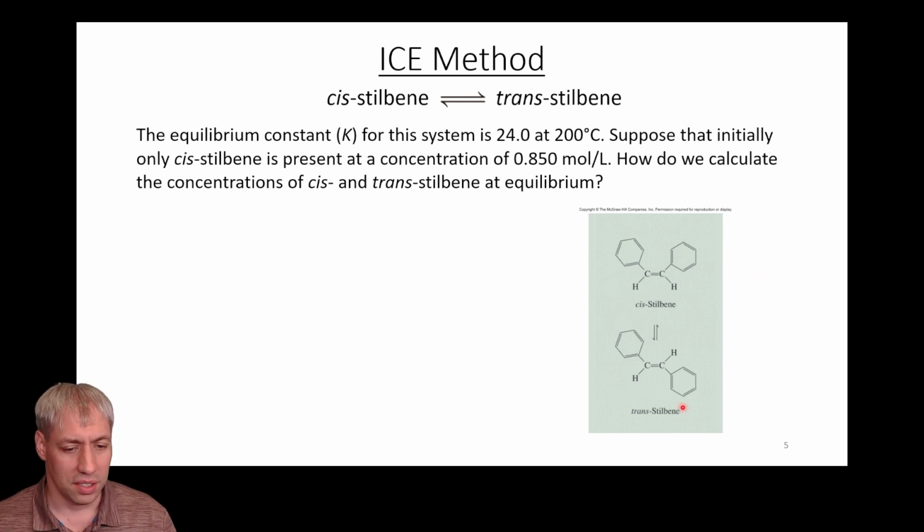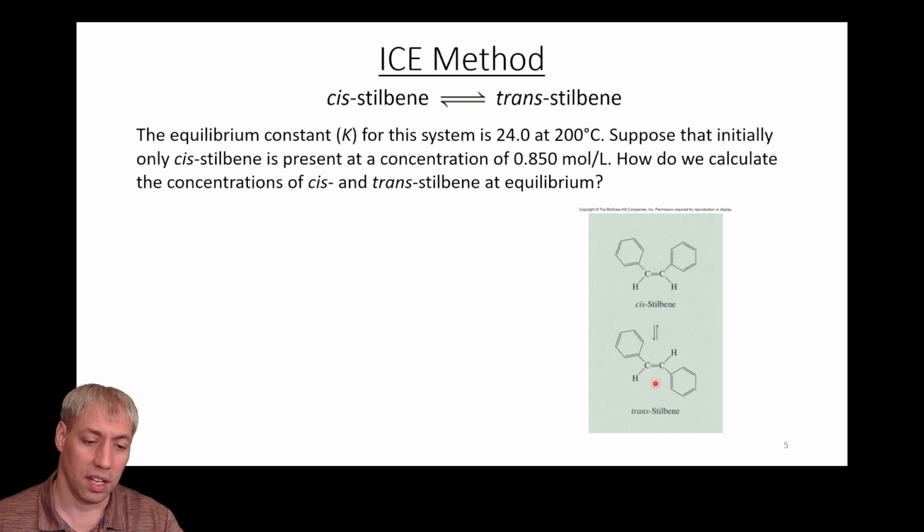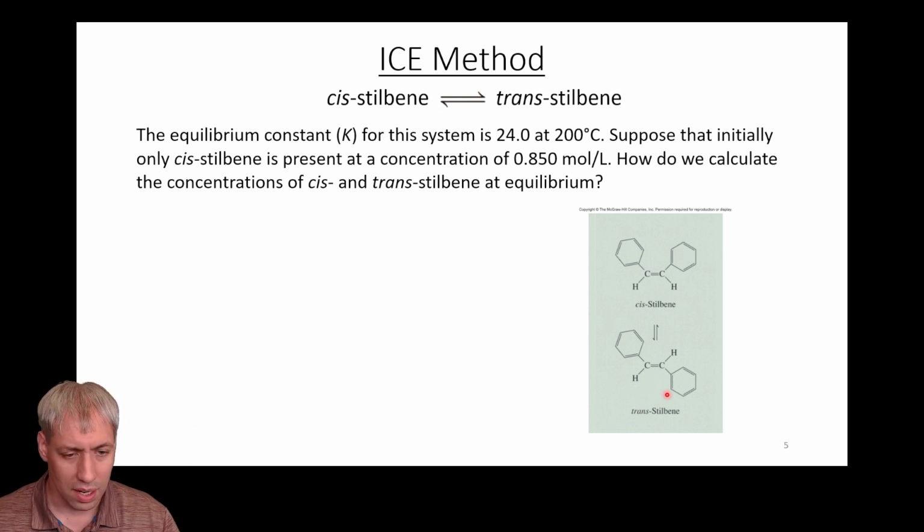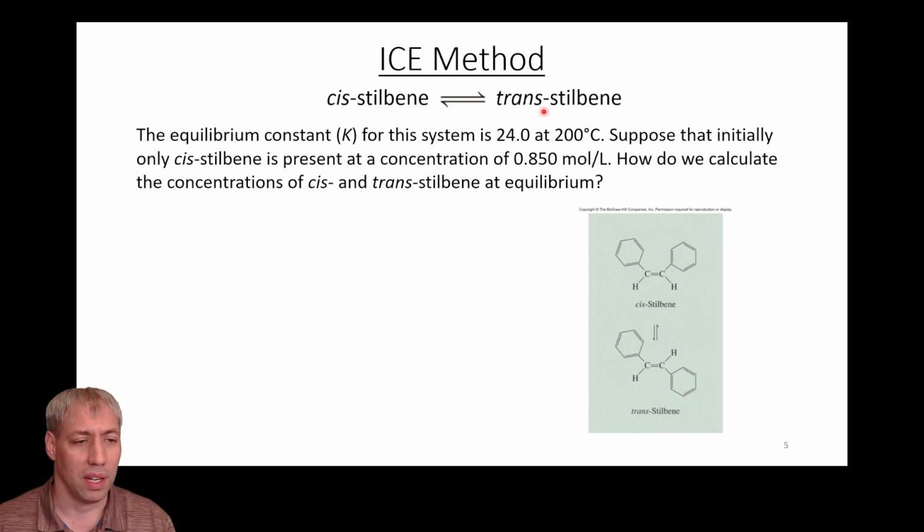Here's an example with trans- and cis-stilbene. It's the same molecule; these are structural isomers. It turns out that when you shine light on this, it undergoes isomerization. A similar mechanism exists in your eye, and that's how vision occurs. So it's a really cool reaction, but a simple example where we have A on one side and B on the other. Let's say we know the equilibrium constant for this reaction is 24.